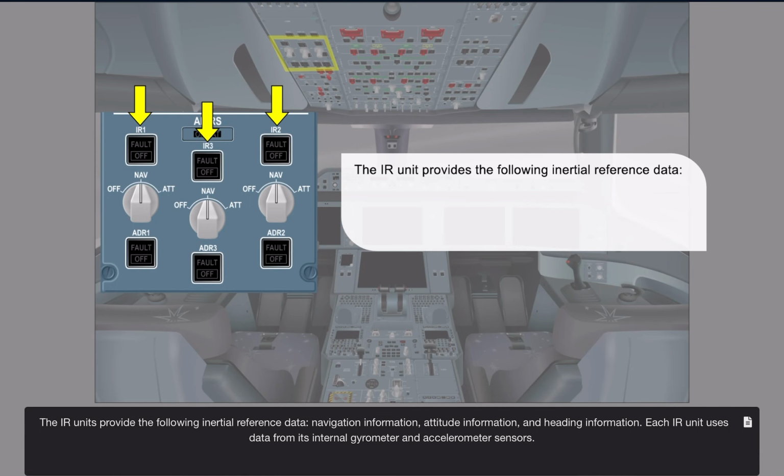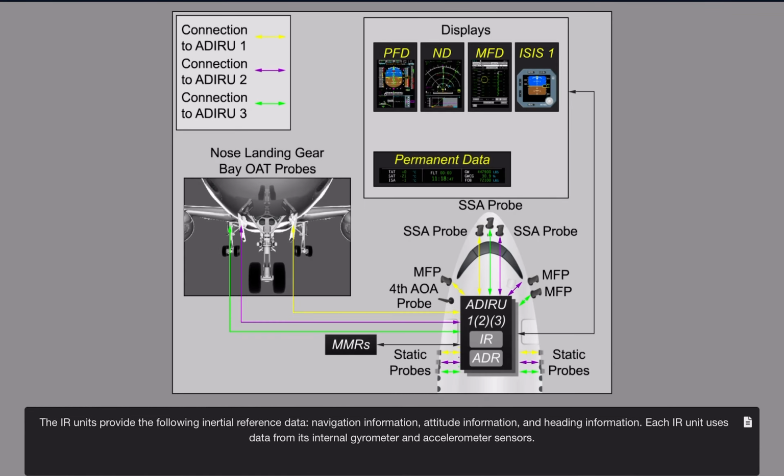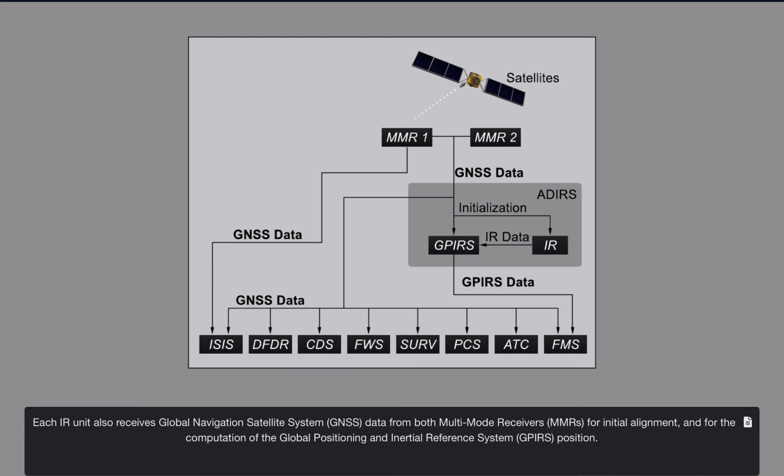The Inertial Reference Units provide the following inertial reference data: navigation information, attitude information, and heading information. Each inertial reference unit uses data from its internal gyrometer and accelerometer sensors. Each inertial reference unit also receives Global Navigation Satellite System, GNSS, data from both multi-mode receivers, MMRs, for initial alignment and for the computation of the Global Positioning and Inertial Reference System, GPIRS, position.